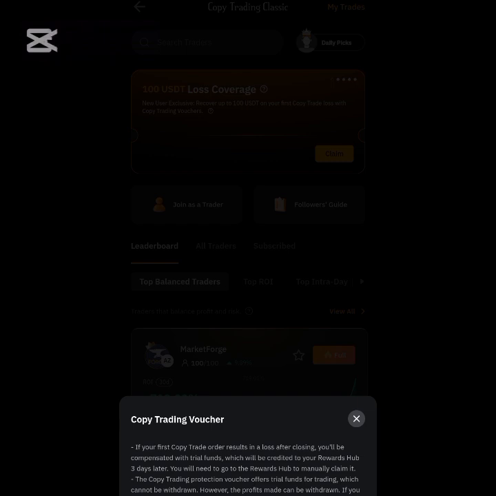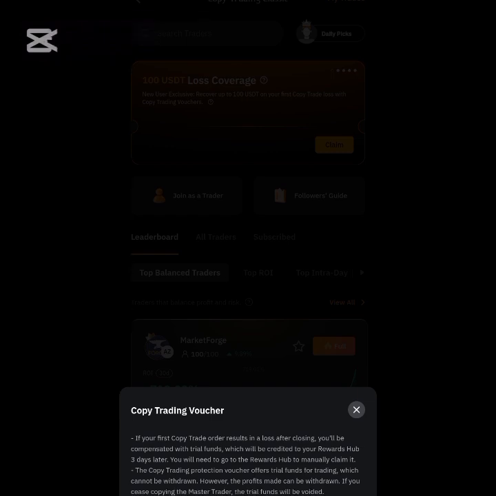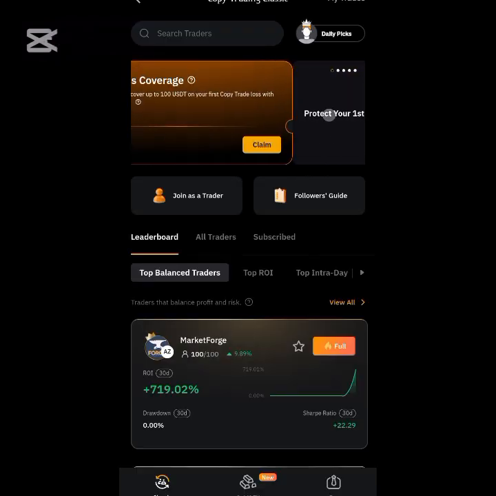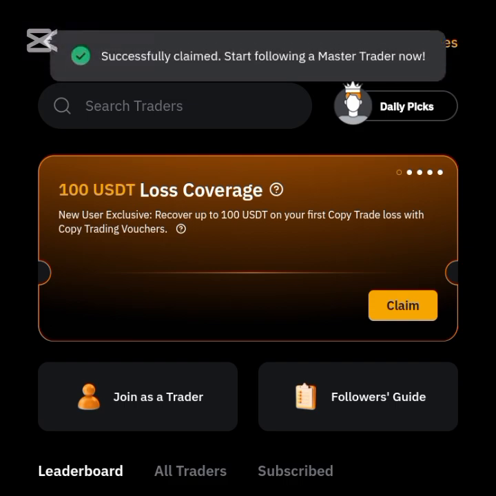If your first copy trade order results in a loss after closing, you'll be compensated with trial funds, which will be credited to your rewards hub 3 days later. You will need to go to the rewards hub to manually claim the copy trading voucher. The copy trading protection voucher offers trial funds for trading, which cannot be withdrawn. However, the profit made with it can be withdrawn. If you cease copying the master trader, the trial funds will be voided. Now, click on claim.